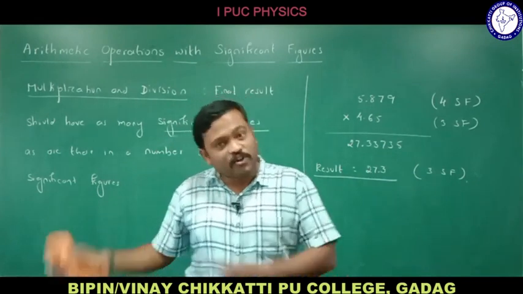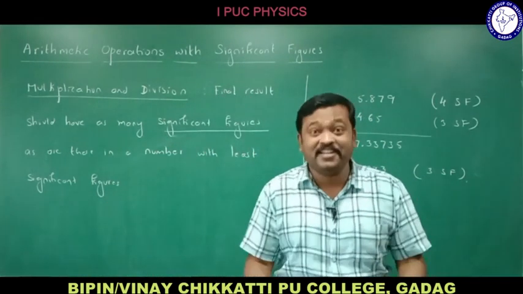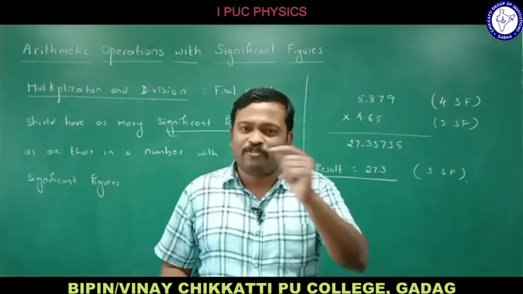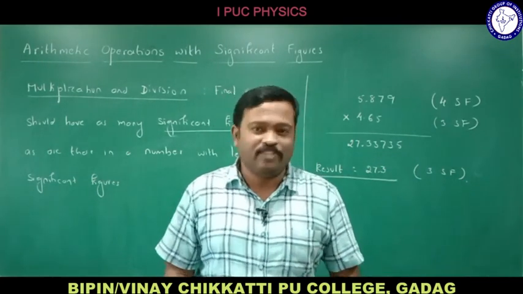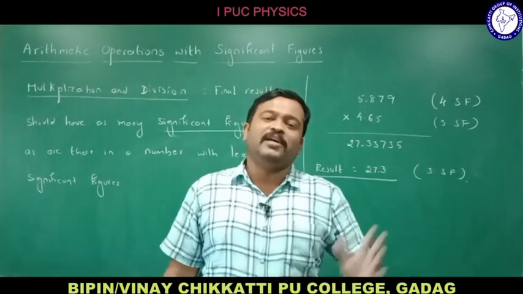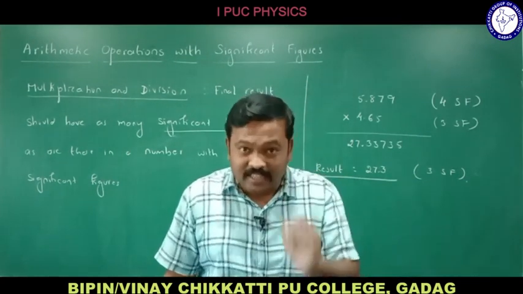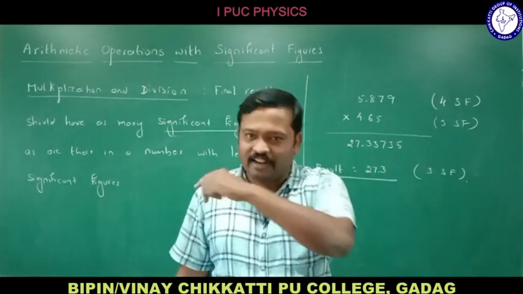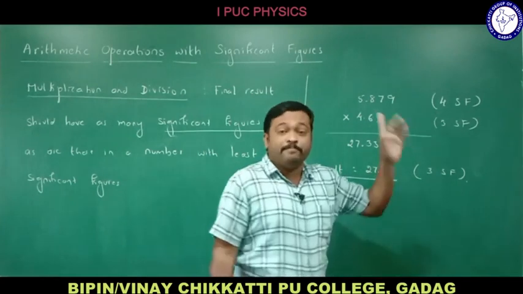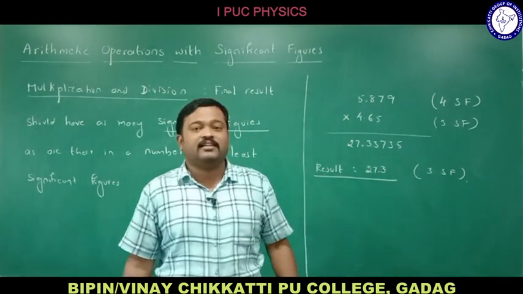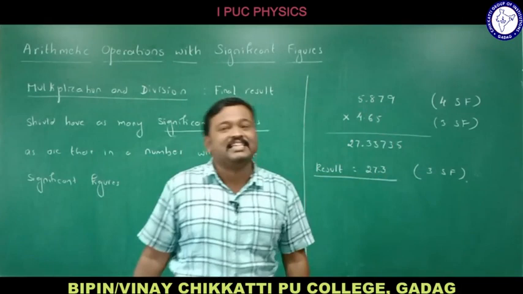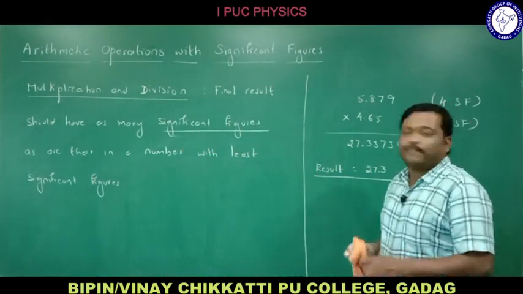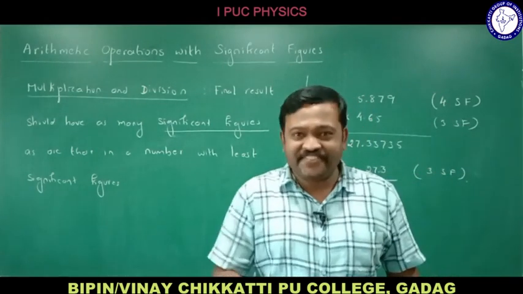Whenever you get confused, go with this rule now here, right? So when addition and subtraction are there, go with the decimal places. Just see the decimal places and check which number has the least decimal places and stop there. Whenever you go with multiplication and division, don't see the decimal places, see significant figures, right? Which number has the least significant figures, go accordingly. The final result should have that many significant figures as the number with the least significant figures, right? Okay, so this was the arithmetic operations with significant figures, right?